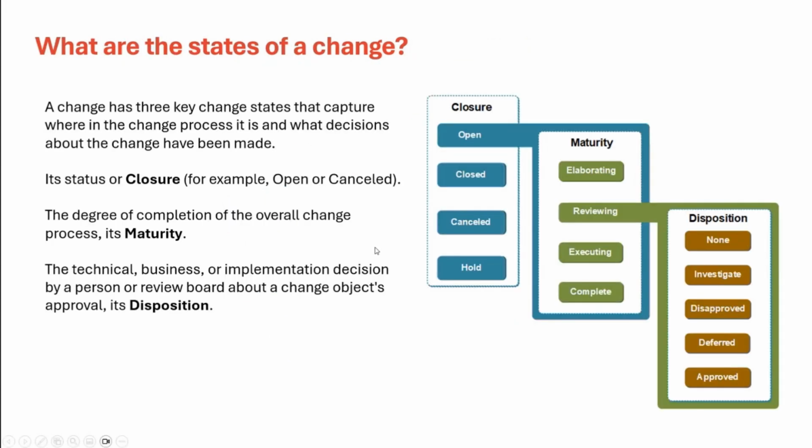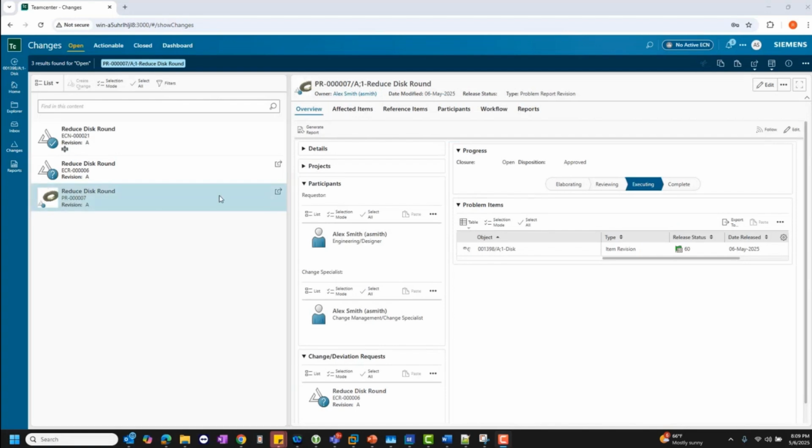Now, at this stage, the problem report, the change request, and the ECN will have certain closure, maturity, and disposition. So they all will have a certain stage in the process. Let's take a look at that stage in Teamcenter. So we have the problem report, ECR, and the ECN for the change that we're doing today. First, we'll take a look at the problem report.